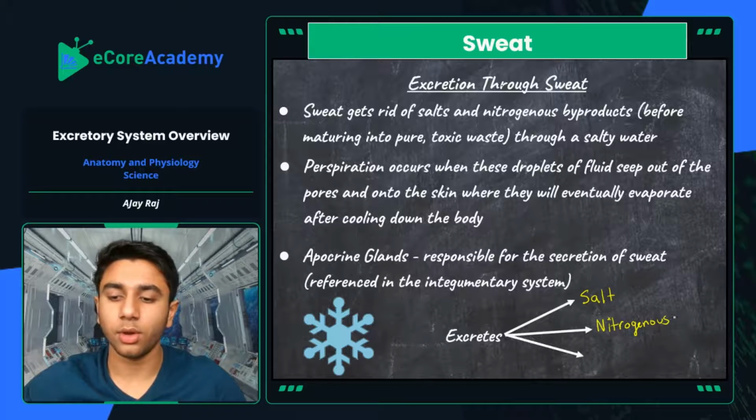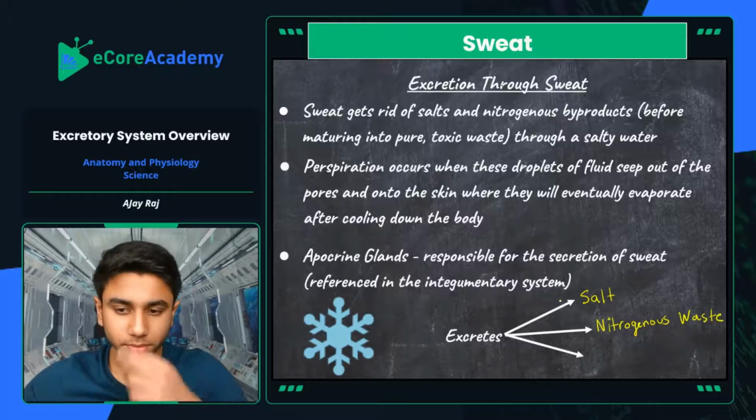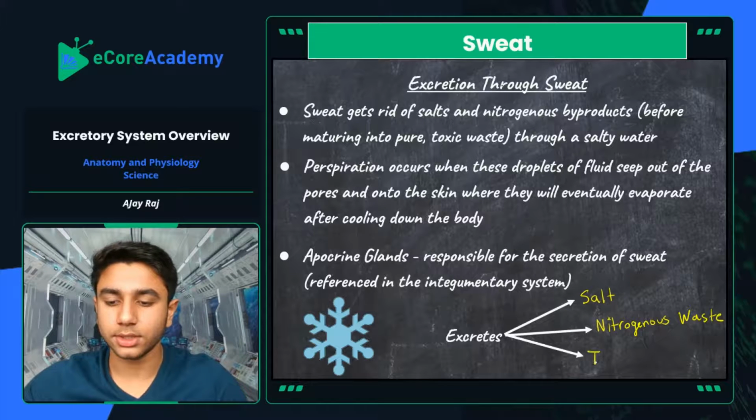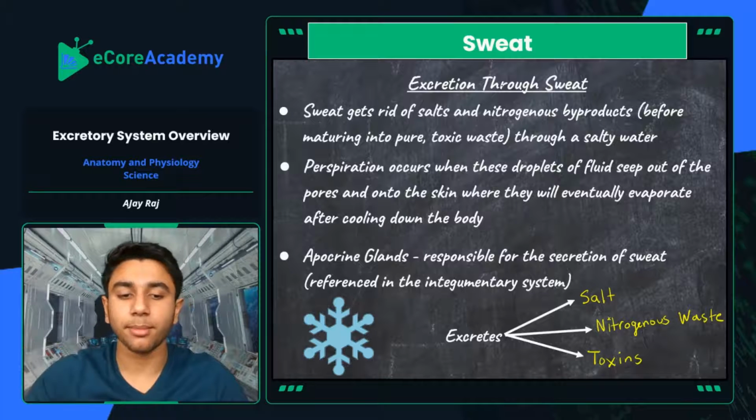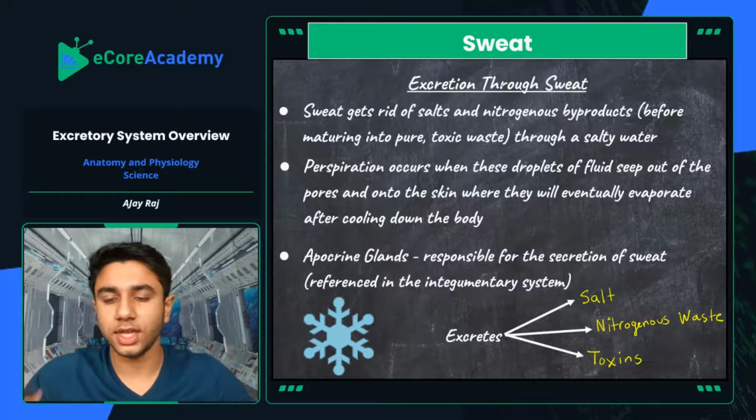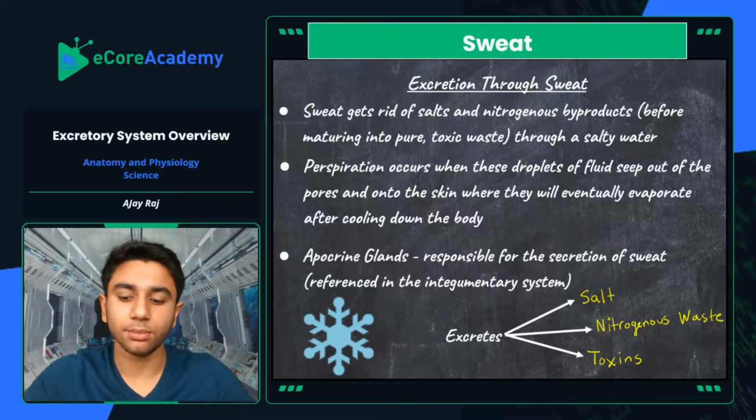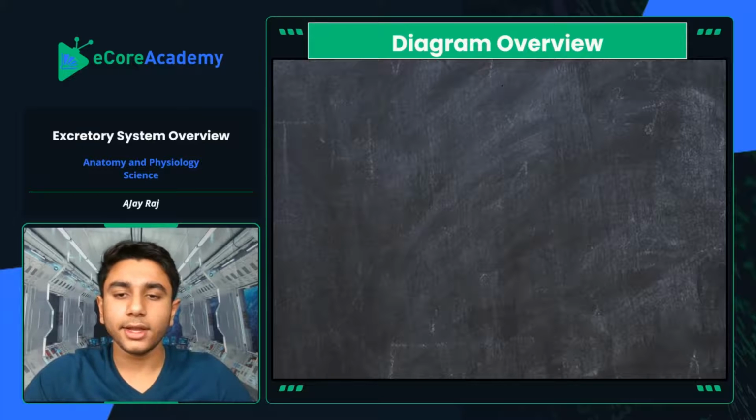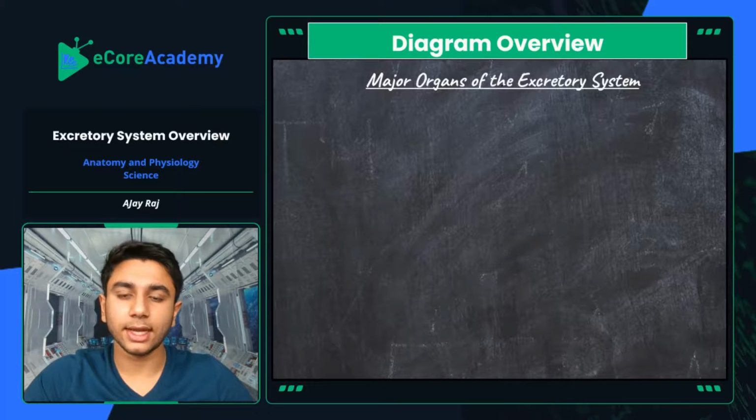We'll just call them waste, nitrogenous waste. And then also toxins. Toxins developed as byproducts, such as ammonia. Ammonia is more commonly excreted through sweat, but it's also excreting toxins once that urea and uric acid break it down. All right, now let's just take a quick look at a diagram overview.